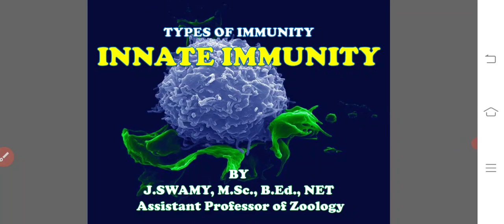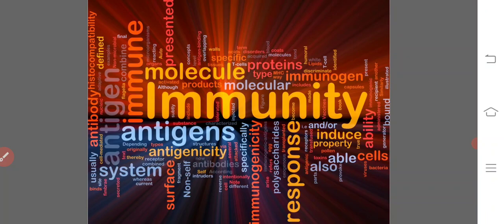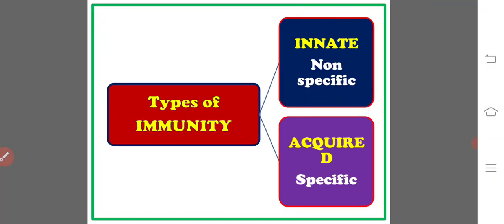Today we are going to discuss the types of immunity and innate immunity in detail. As we know, immunity is the ability of organisms to resist or eliminate harmful foreign microbes and their harmful chemicals such as toxins. Immunity is classified into two types, namely innate immunity and acquired immunity. Innate immunity is also known as non-specific immunity, whereas acquired immunity is known as specific immunity.